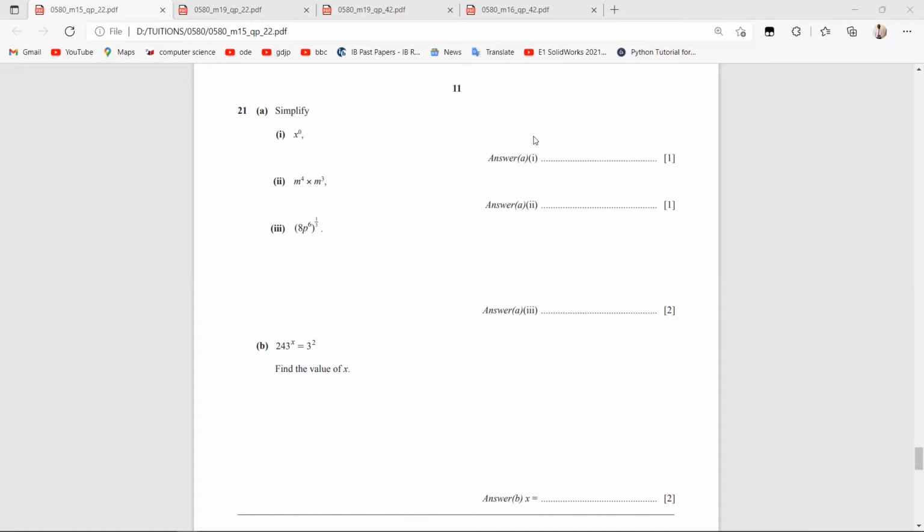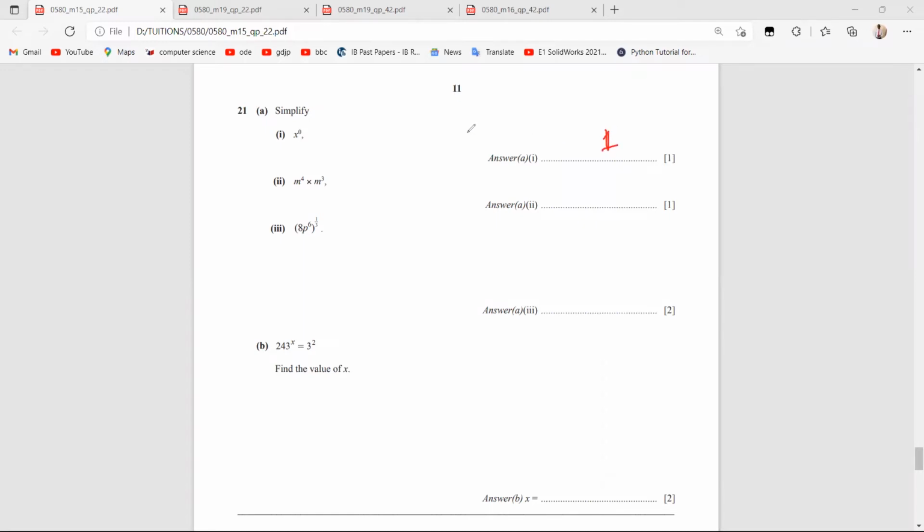Roman 1 of question 21 says x power 0. Based on laws of indices, whenever a number is raised to power 0, it's just 1. It doesn't matter. It can be 123 power 0, the answer is always 1, or even 1000 power 0. This is one of the very simplest laws of indices you can master easily. So x to power 0 is just 1.